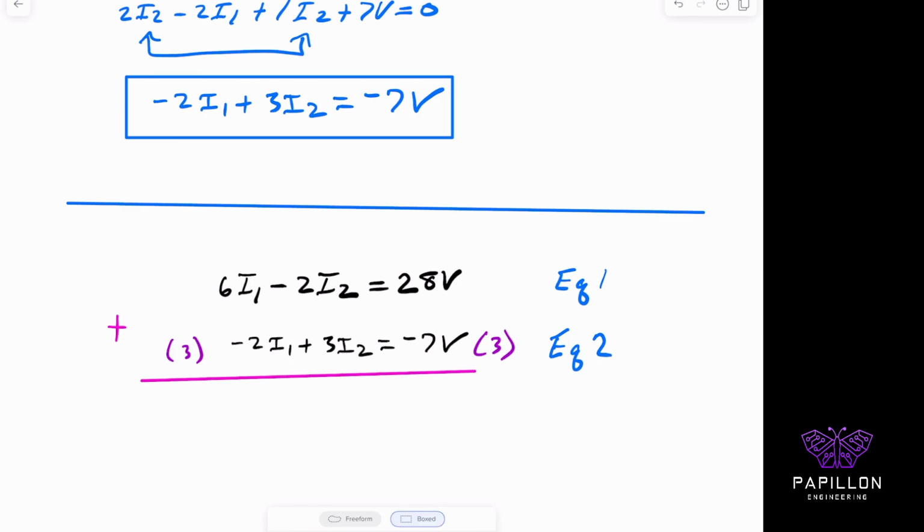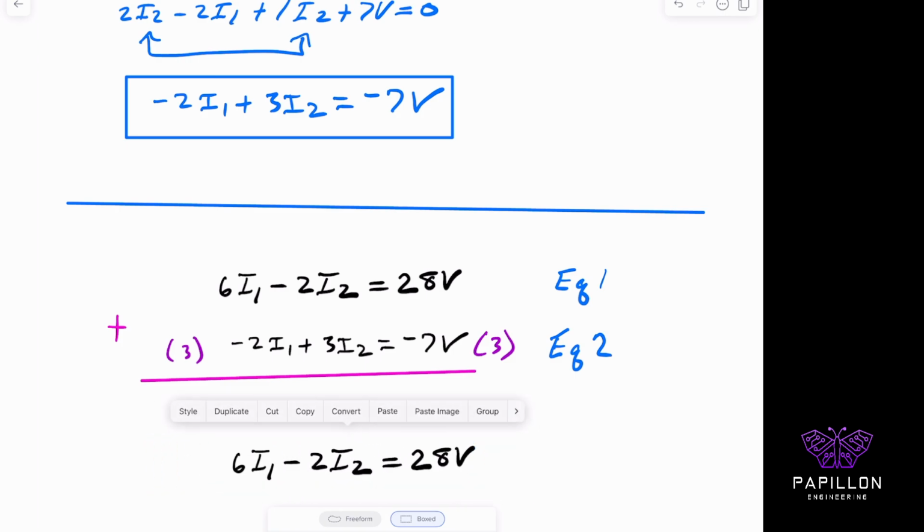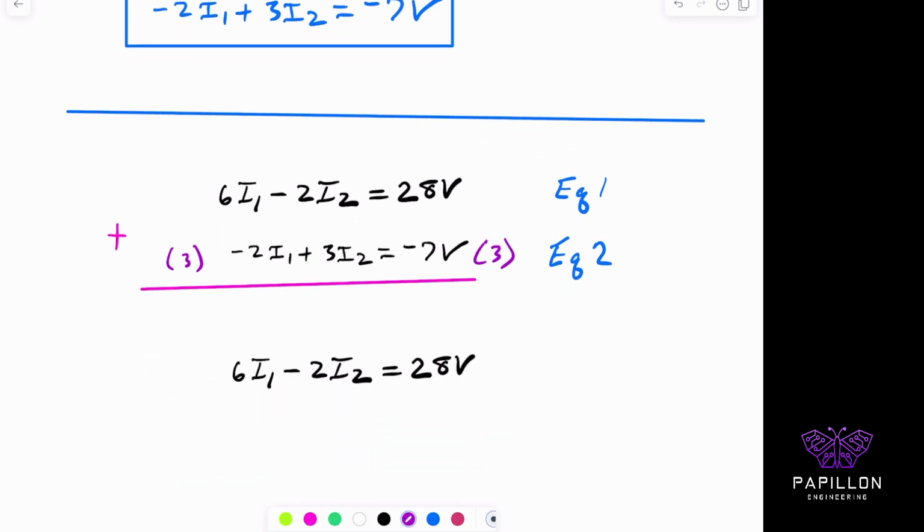So let me just copy and paste this so you can see it all. So here's what we're going to be left with. So if I distribute out this 3, I'm going to be left with minus 6 I1, right? Then we have here minus 9 I2 equals minus 21 volts. Okay, so that's the first step. And why am I doing that is the important part. So the why comes down to the following.